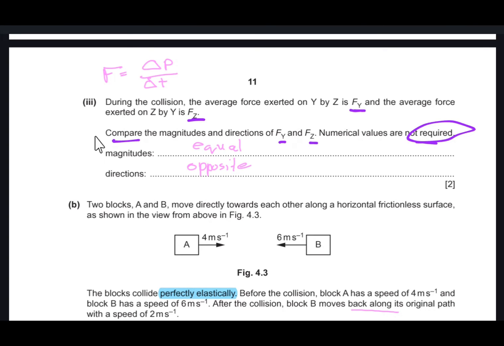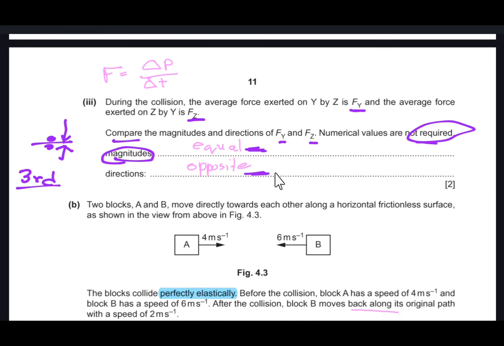So we know that for two objects that are colliding, by Newton's third law of motion, if body A exerts a force on body B, then body B will exert an equal and opposite force on body A. Thus, as the forces are equal and opposite by Newton's third law, it would be equal force, but the direction is opposite.